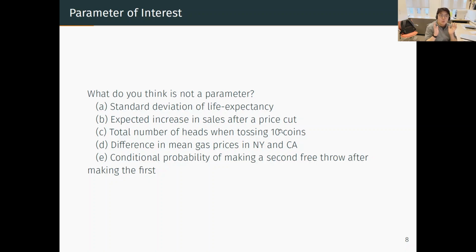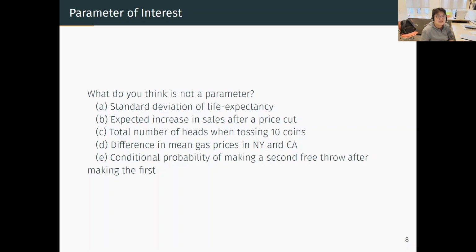Okay, so what cannot be a parameter? Or you may put the question like this. If you think about an estimation problem based on these, what is not statistically possible? What you cannot answer, right? Think about it. So how can you answer this question?